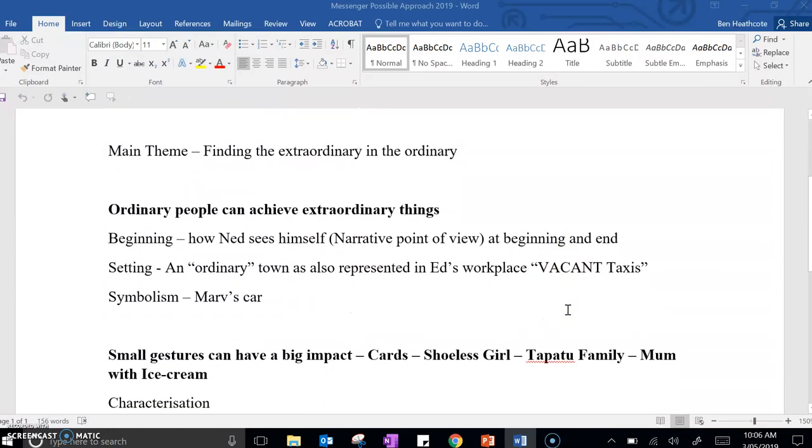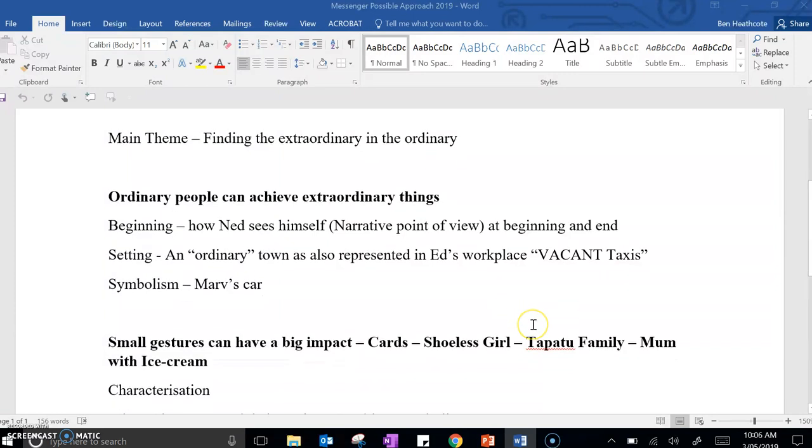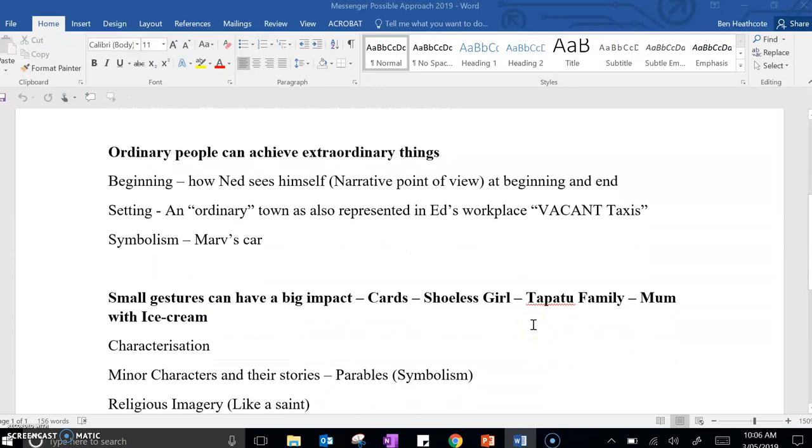So I think we talked a bit about needing to have an overarching theme. This is one that's worked well in the past, finding the extraordinary in the ordinary. We all think it's kind of fair enough to say that that's a very key theme of the book. That even in ordinary things, or more importantly, things that look ordinary, we find extraordinary things. And that's really told through the story of Ed.